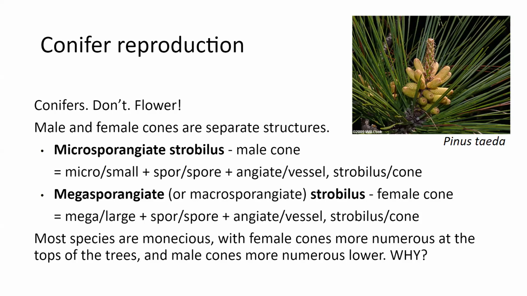Generally speaking, female cones are more numerous at the tops of the trees, and male cones are more numerous lower down. So why might that be? Well, the male pollen is very, very small and lightweight. It has no trouble traveling via the wind. The female cones have heavier seeds, and they need to be at the top of the tree. First of all, they're kept removed from each other to avoid self-pollination, or selfing. And also, the size of those cones means the heavier ones need to be closer to the top so they can spread more easily.